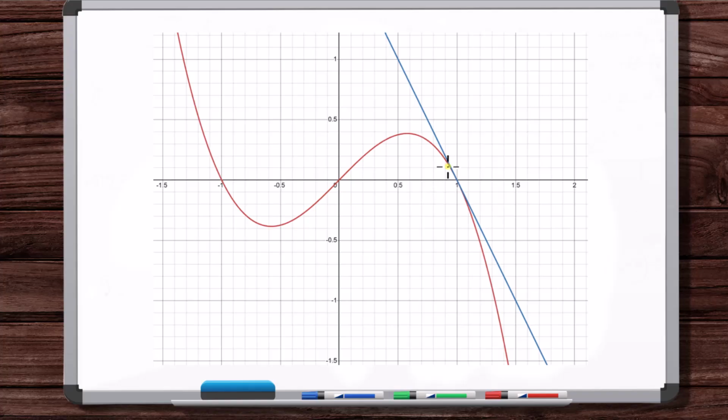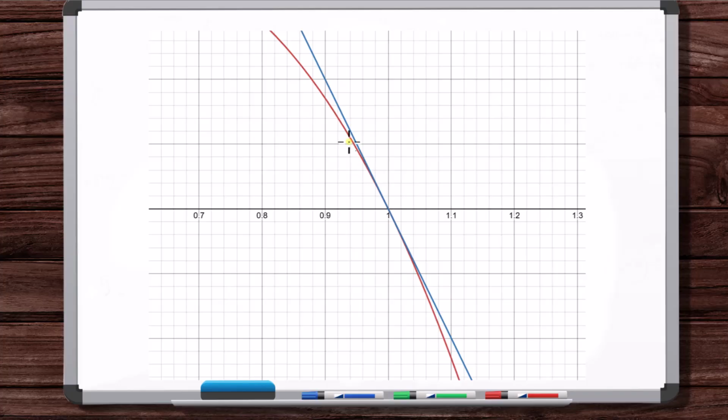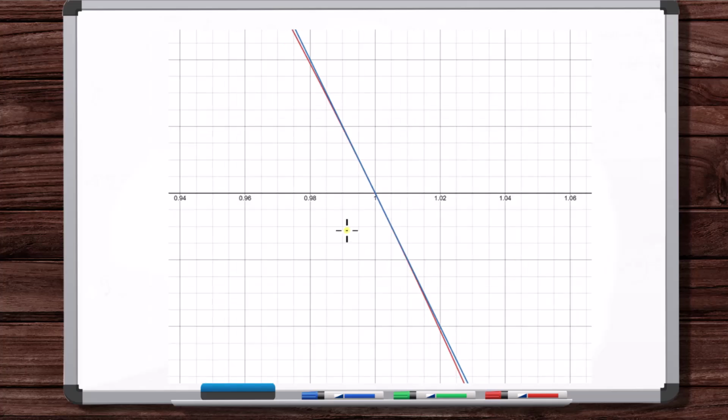Now we zoom in a little bit more. Let's continue to zoom in. We'll start to center the point 1, 0 in the middle of the screen. There we go. The curve and the line are starting to really mesh up well. It looks like they're pretty much coinciding once you go out about this distance. Let's keep zooming in. Now they're really starting to coincide well for a larger distance.